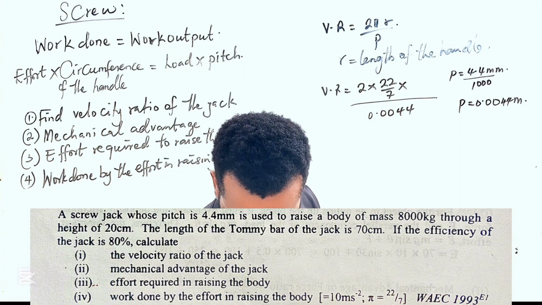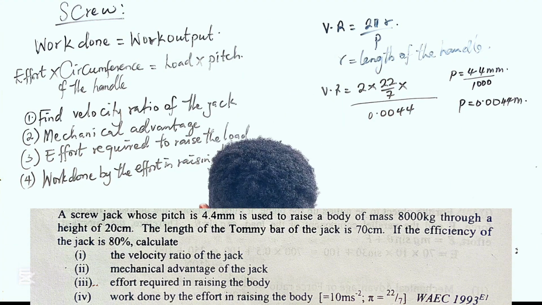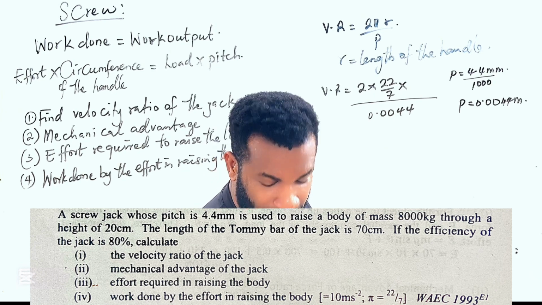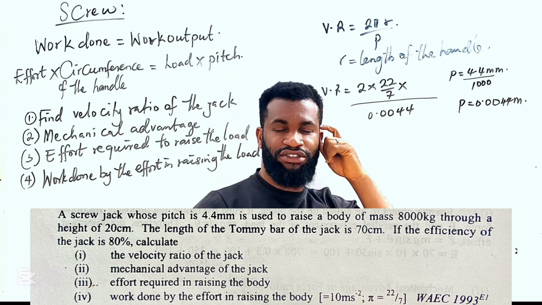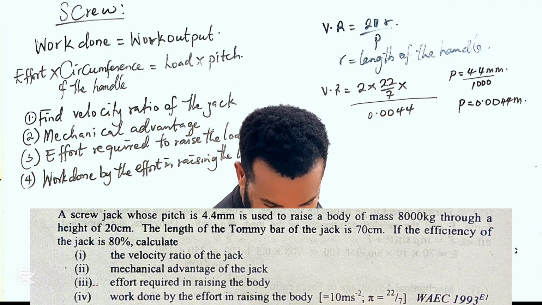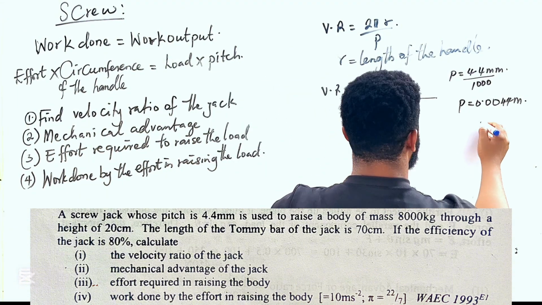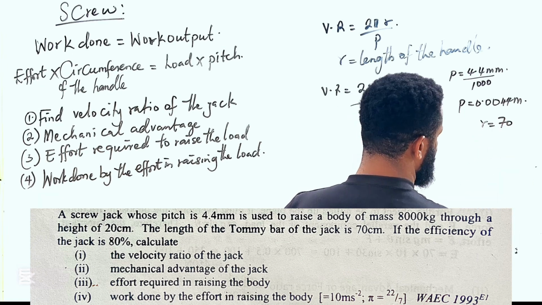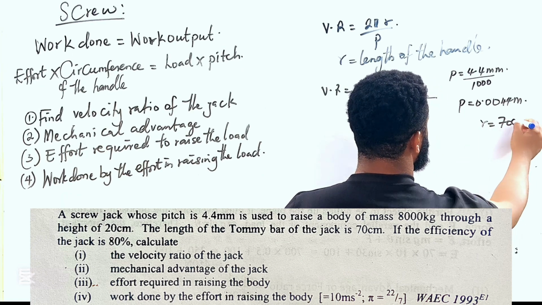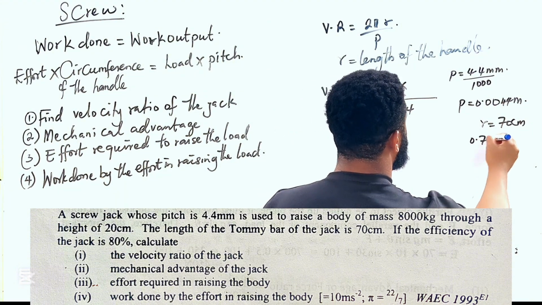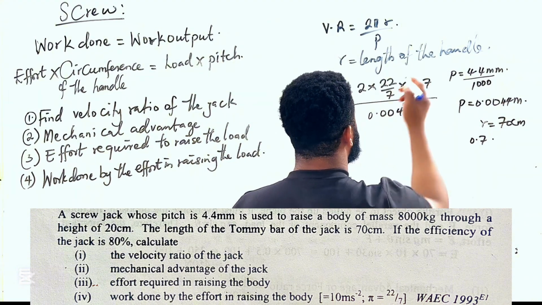According to the question, the length of the handle is given as the length of the tommy bar. In this case, they give the length of the tommy bar, if you are reading the question, and it is given as 70 cm. So 70 cm, so r is 70. I'm going to divide 70 cm by 100, and I'm going to have 0.7. So I'm going to times 0.7.